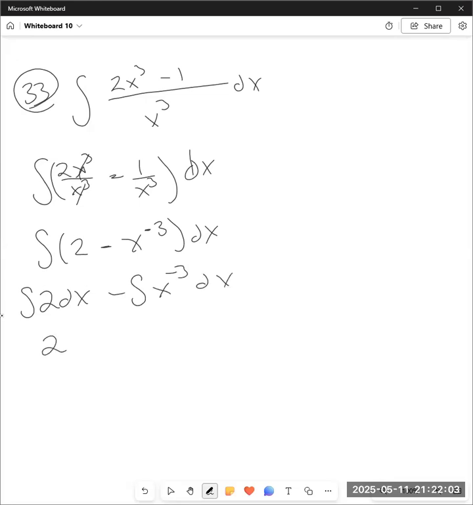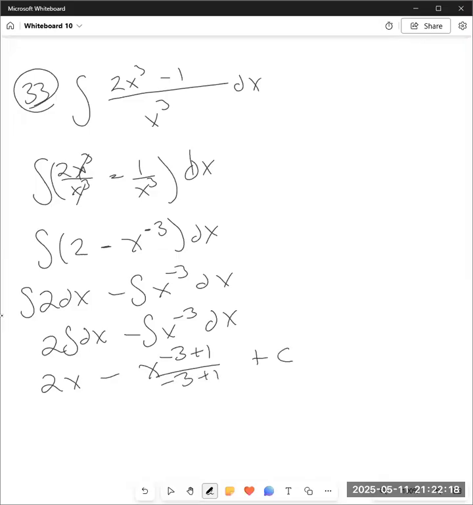It's going to be 2 times the integral of dx minus the integral of x to the negative 3rd dx, which is 2x minus x to the negative 3 plus 1 over negative 3 plus 1, plus c. So 2x minus x to the negative 2nd over negative 2 plus c. Because I started off with a single fraction here, I'm going to try to get it into that form to finish up here.